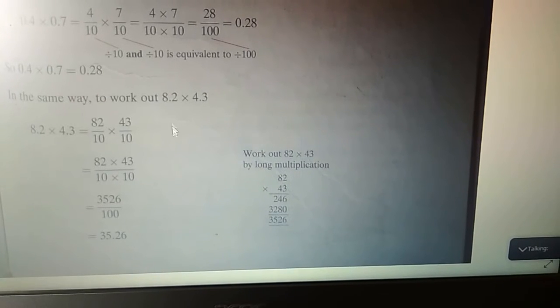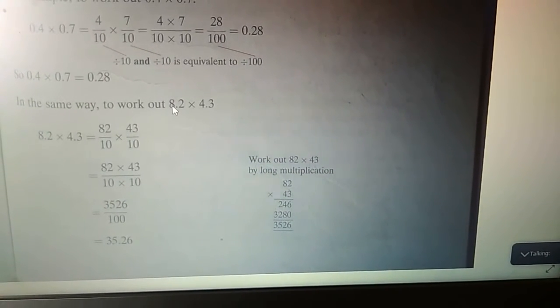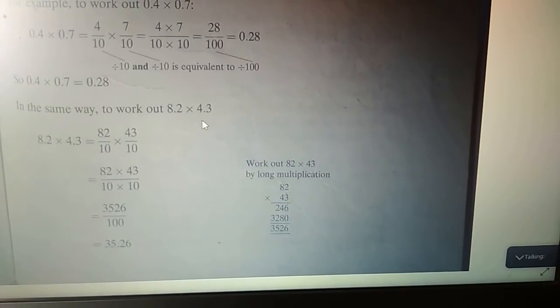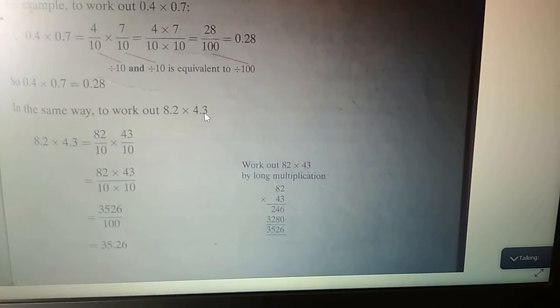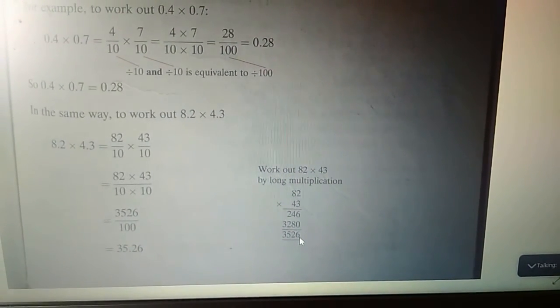They have shown it here: work out 82 and 43 by long multiplication. If you do normal multiplication, you will get the same result. But here, after the decimal point in the first number there is one digit, and in the second number there is another one digit. So in total there are 2 digits after the decimal. From the very right side, you start counting digits, and after 2 digits, you put your decimal point.